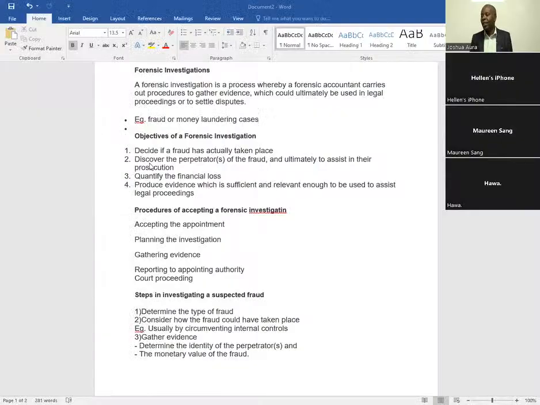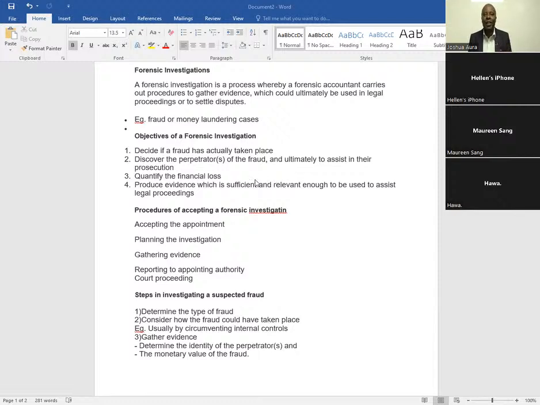Number two, discover then who engaged in this fraud. Discover the perpetrators of the fraud, and ultimately assist in their prosecution in a court of law, right? Number three, to quantify the financial loss.